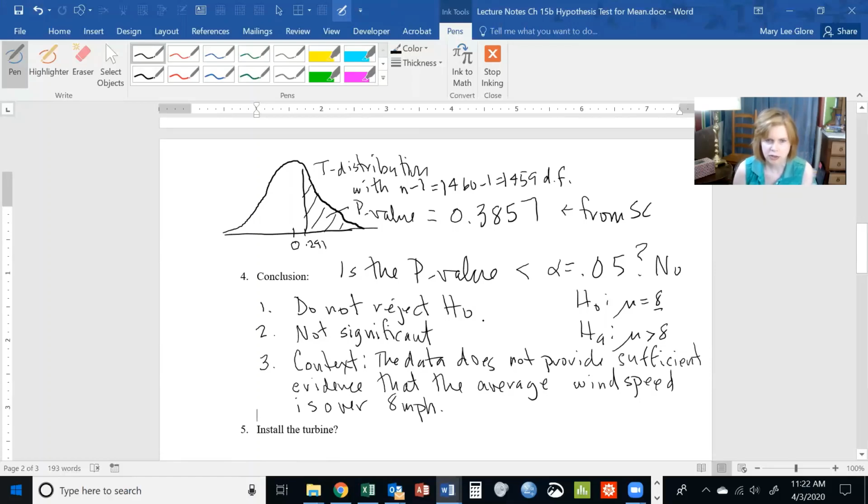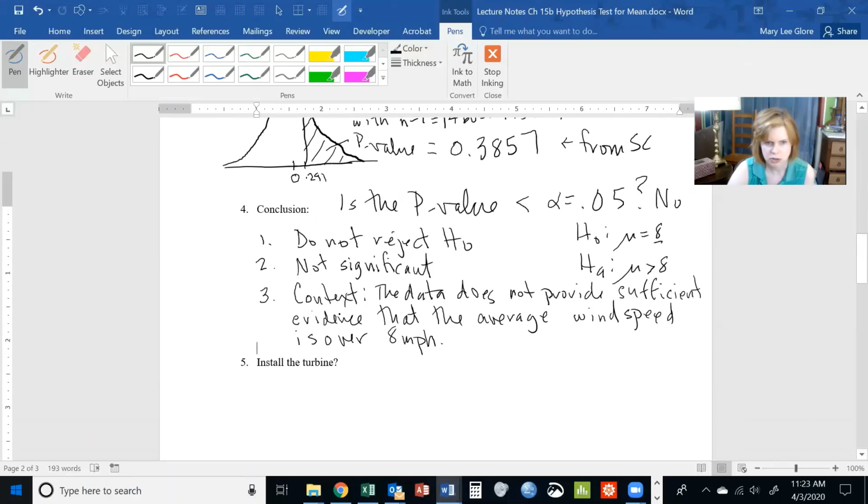Do not reject the null, not significant. The data does not provide enough evidence for the alternate. All right, so whatever you put, does not provide sufficient evidence for, after that you write the alternate, that mu is greater than 8. Mu is the average wind speed at this site.